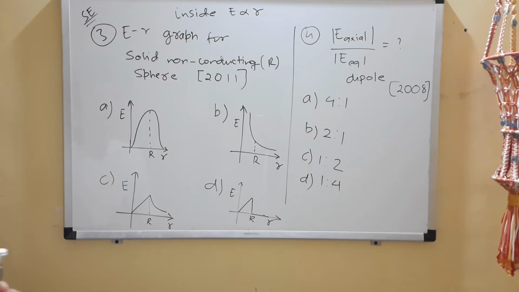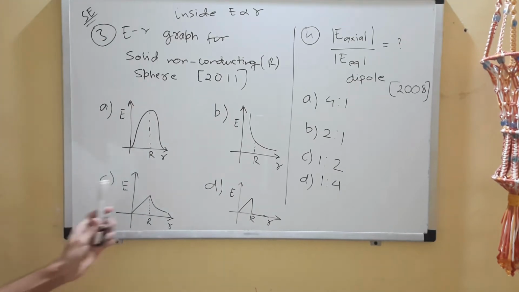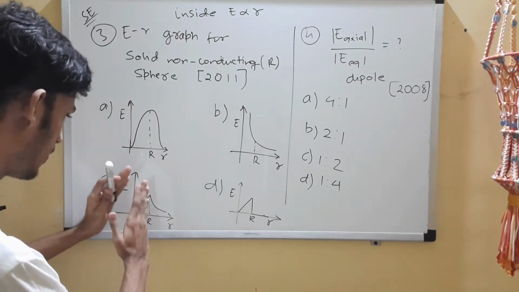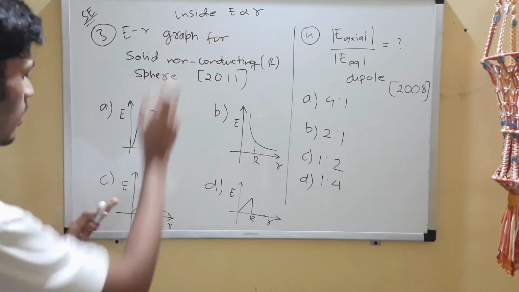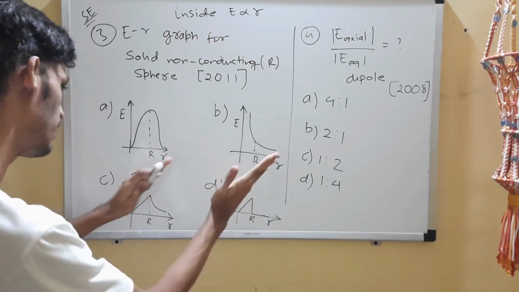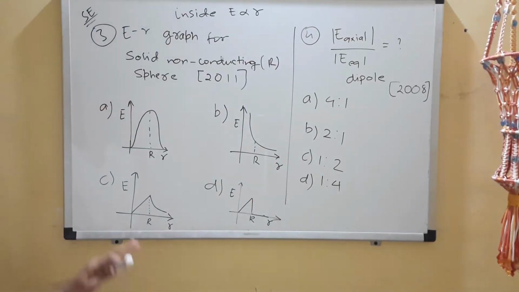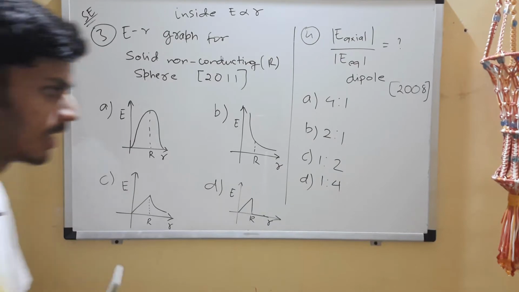So option A is incorrect and option B is incorrect, since you cannot see a linear relationship over there. However, in option C and option D, the relationship is linear in the region inside. For distances smaller than r, the relationship is linear, it is a straight line, directly proportional over here. So either option C or option D is correct.